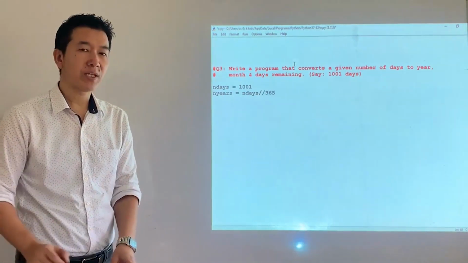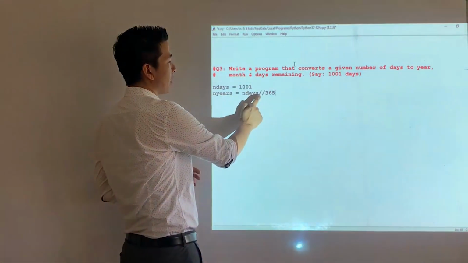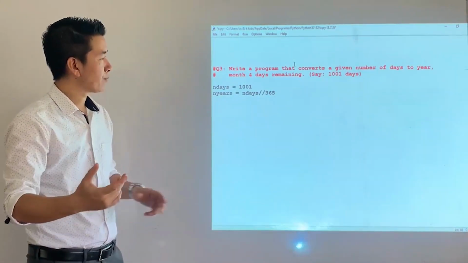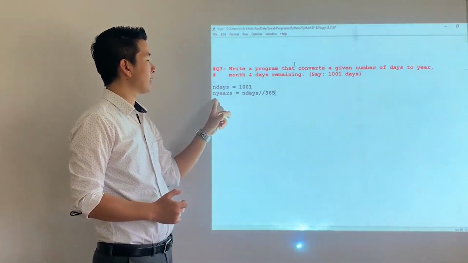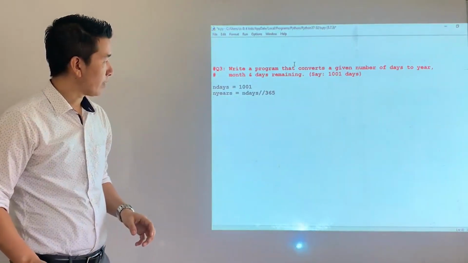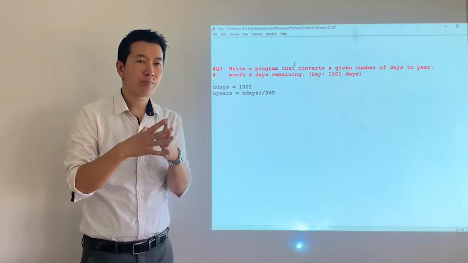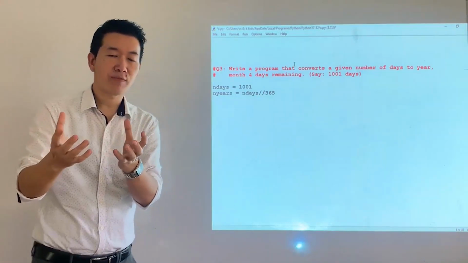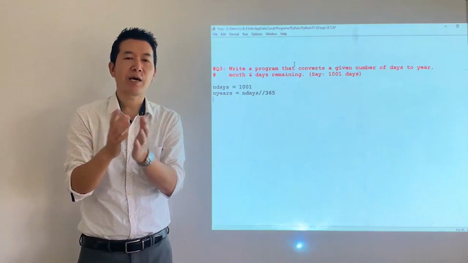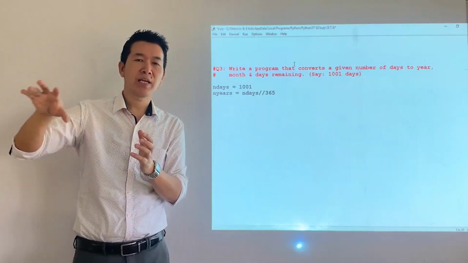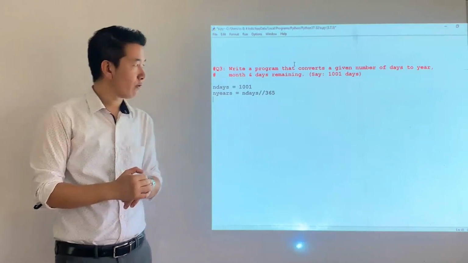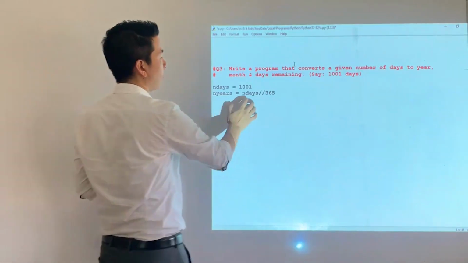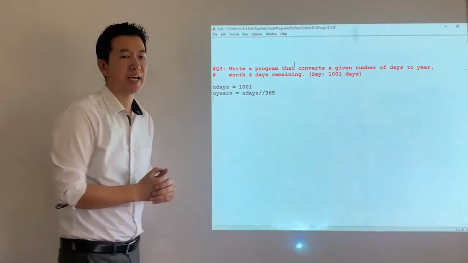So the divisor should be 365. In 1001 divided by 365, you should have the answer as 2 point something, perhaps 2.8 something. So this integer 2 will be assigned to number of years. Now we need to focus on the number of days. We got the year. Now from the remaining number of days, I need to find the number of months available. So first I need to get the number of days left as a result of dividing n days by 365.